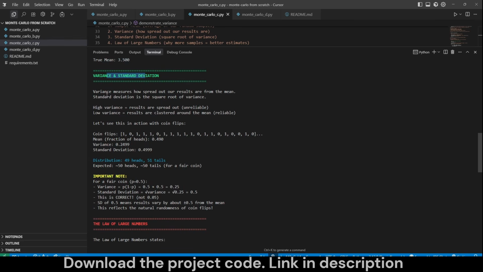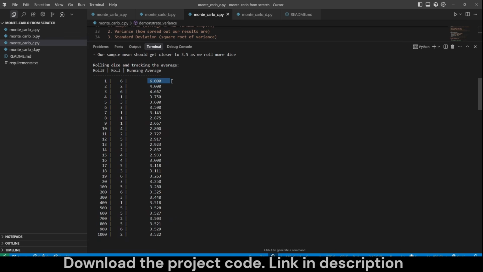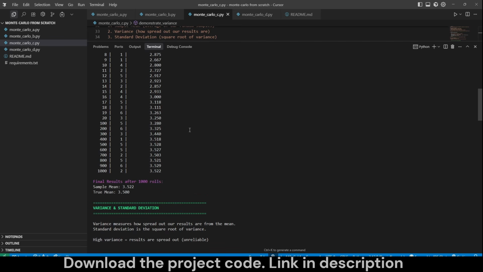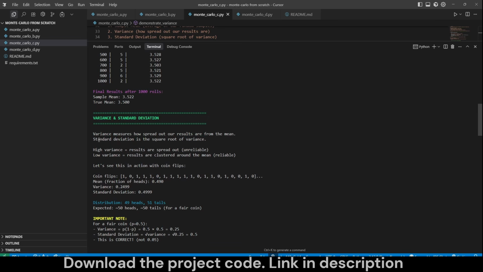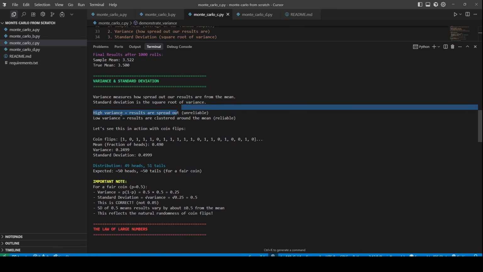So, variance and standard deviation. Variance measures how spread out our results are from the mean, meaning how far away the actual result might be from the theoretical average. When you roll one die and hit 6, but the average is 3.5, you're 2.5 points away. After rolling 10, you're 0.7 away from 3.5. So that's the variance in a way. And you calculate standard deviation as the square root of variance. High variance means results are more spread out and unreliable. Low variance means results are clustered around the mean.